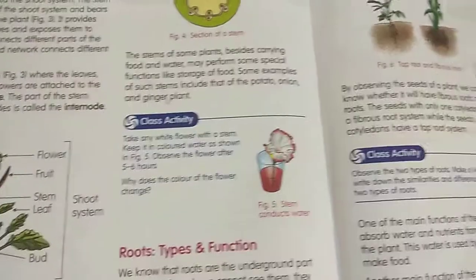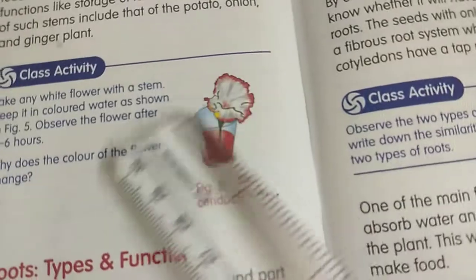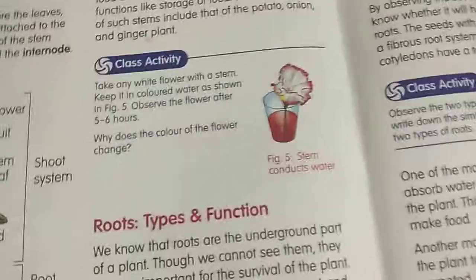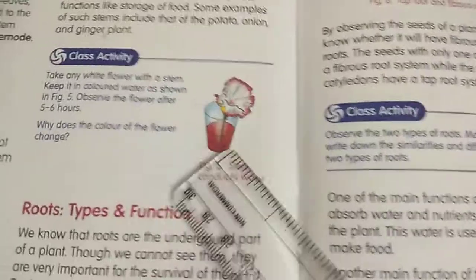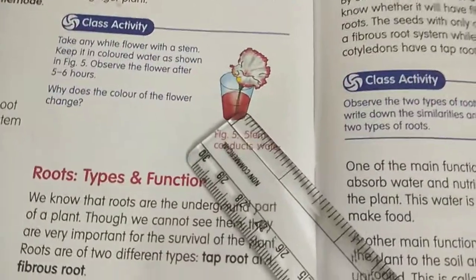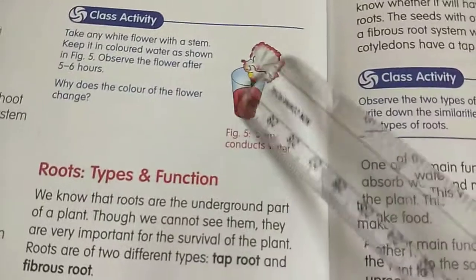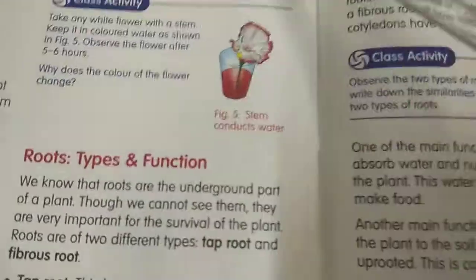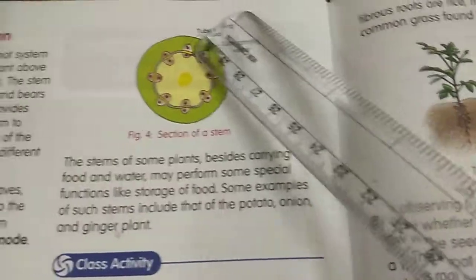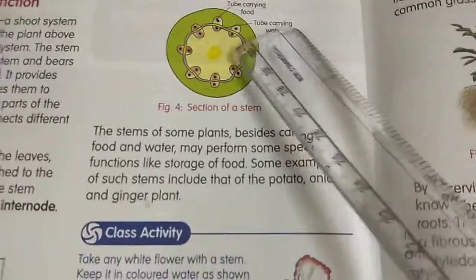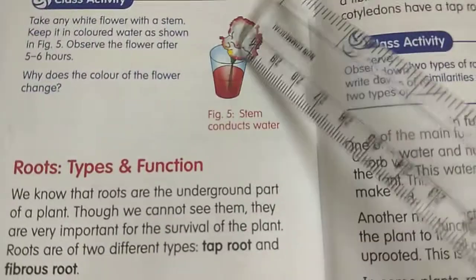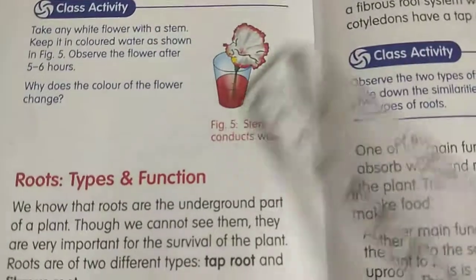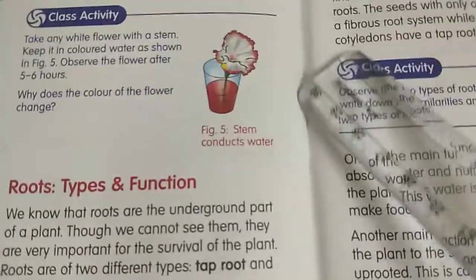Then at the end, what can you see? Like in this picture, the white color here and there will start becoming red. How? The water is absorbed by the stem, through the water holes in the stem. I told you, see here in this picture there are two types of holes. One is used to pass water and one is used to pass food. So through the water holes, the colored water will go up and fill all the places. Since the flower is white, when the red water enters, the flower also will look red.